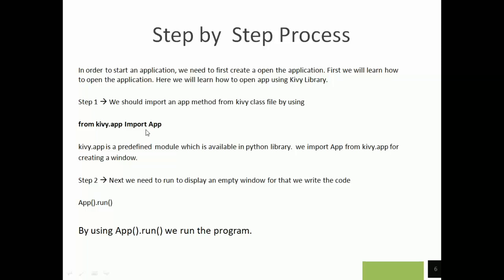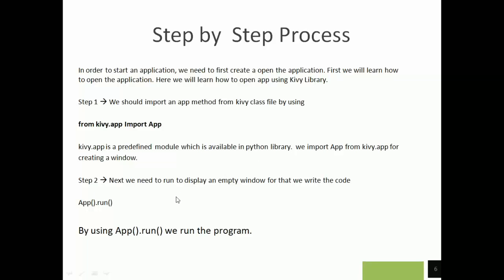For opening the app, the first step is we are going to import App from the kivy.app file. It's a class library file which is available in the Kivy library. So we are going to use this code: from kivy.app import App. As I have mentioned over here, kivy.app is a predefined module which is available in the Python library. We import App from kivy.app for creating a window which is going to open.